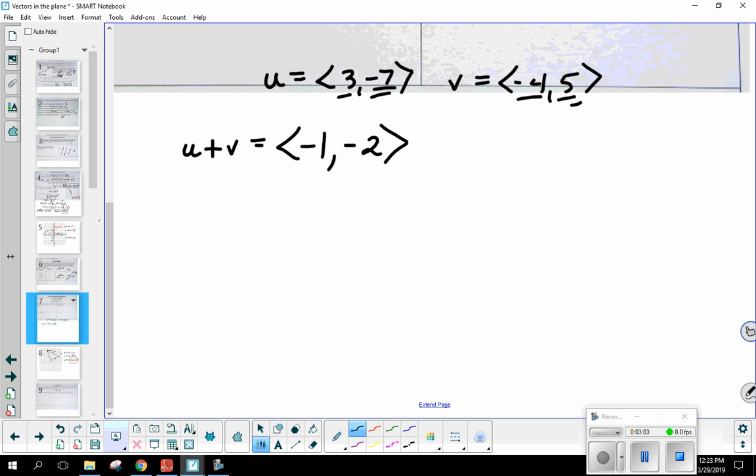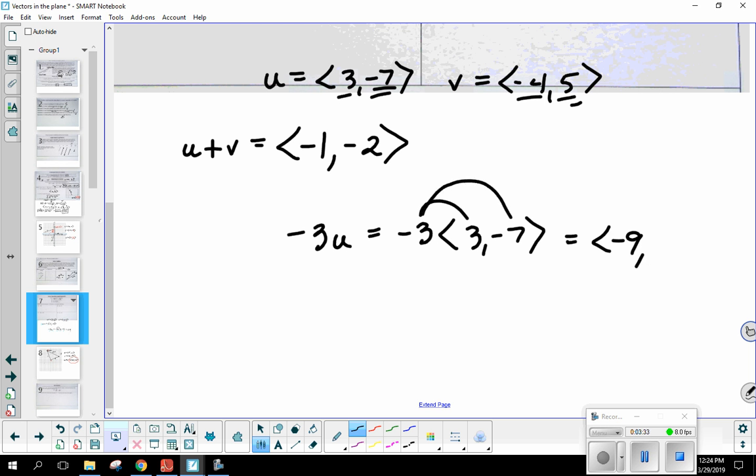Oh, the composition? In a matter of speaking, yeah. Okay. What if I had a scale factor? What if I wanted to show -3 times u? There you go. It's just like a distributive property for vectors. So what's -3 times 3? That would be -9. And then -3 times -7? +21. And there you go. That's operations. Oh, well, my pen kind of hit it. That's a 21. There you go.